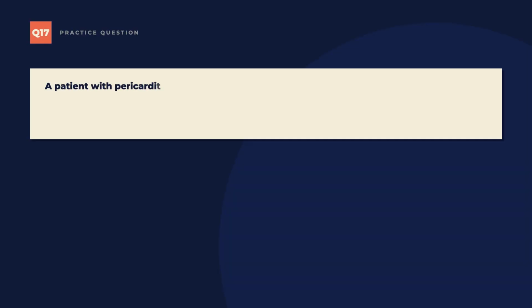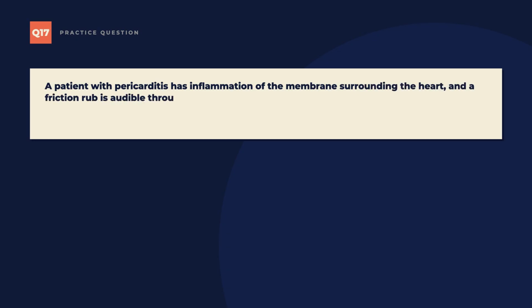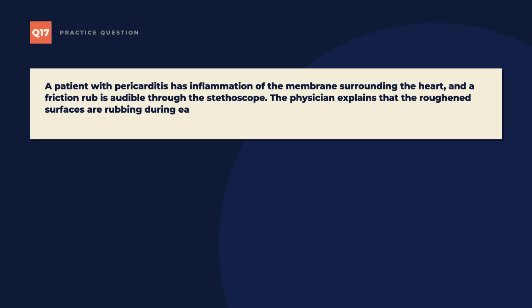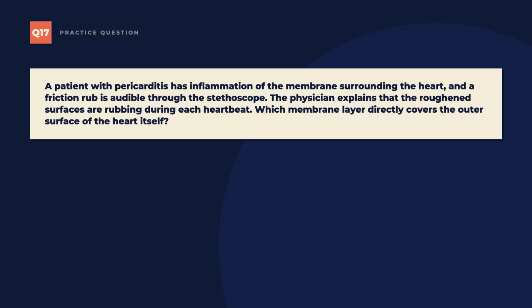Question 17. A patient with pericarditis has inflammation of the membrane surrounding the heart, and a friction rub is audible through the stethoscope. The physician explains that the roughened surfaces are rubbing during each heartbeat. Which membrane layer directly covers the outer surface of the heart itself?